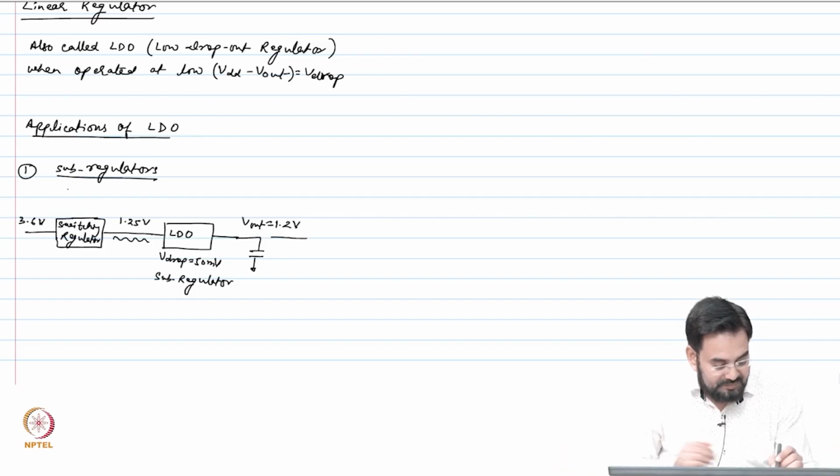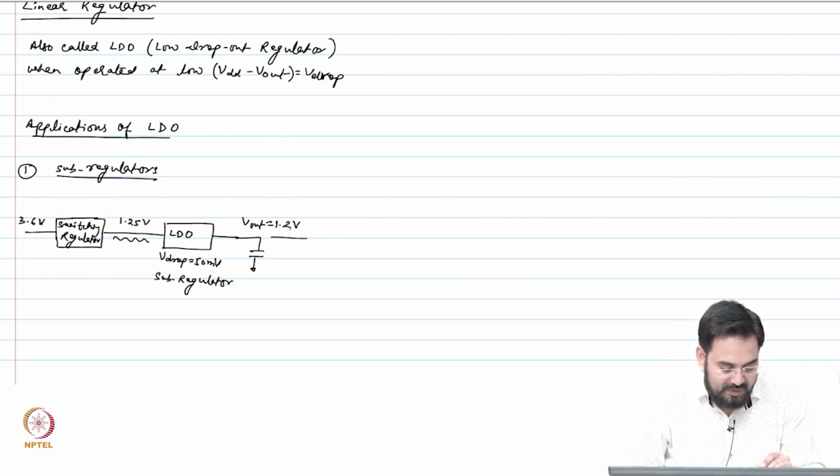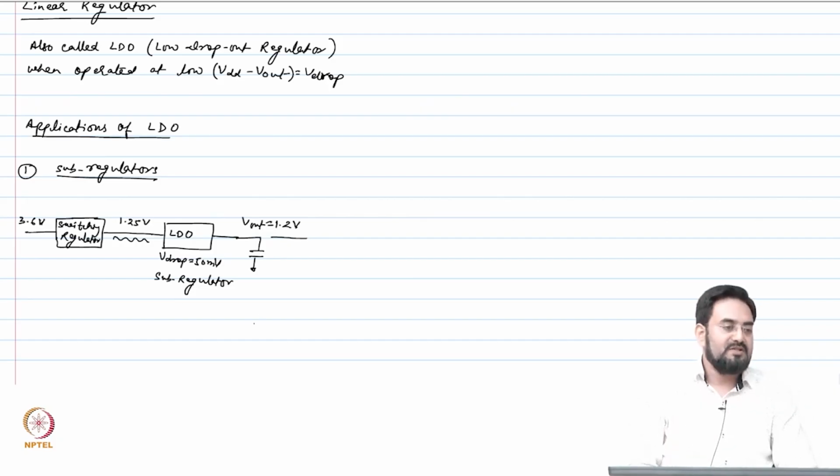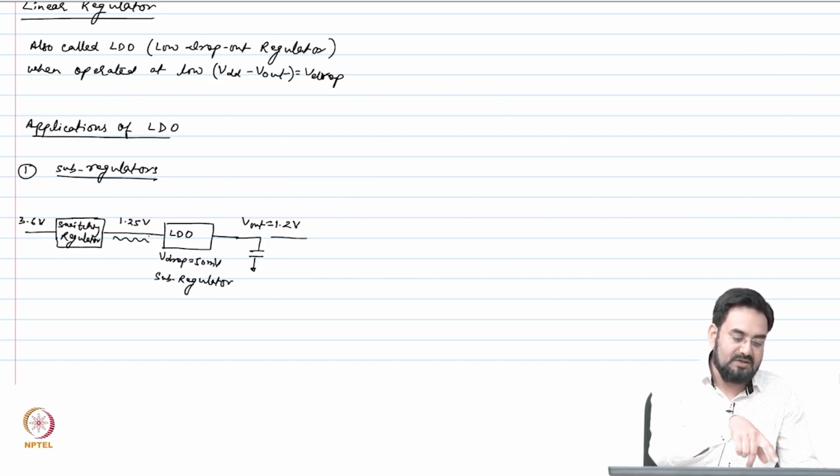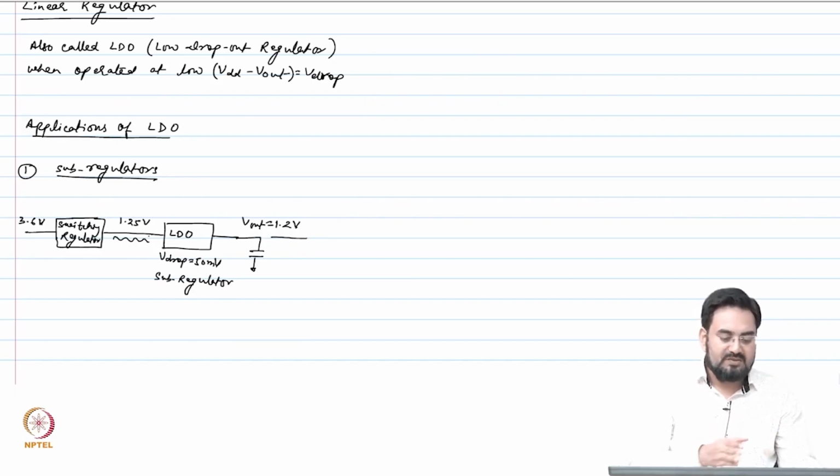So what you are doing, if you want 1.2 volt, you design the LDO for dropout voltage of 50 millivolt, and your switching regulator will, instead of directly regulating to 1.2 volt, regulate to 1.25 volt, 50 millivolt extra, which is the overhead or dropout voltage in your LDO. So the output you get is 1.2 volt regulated. Okay.